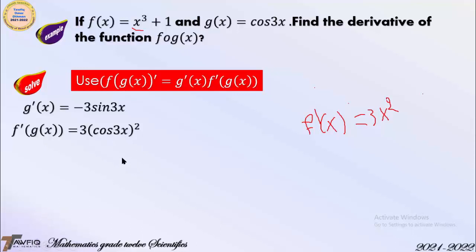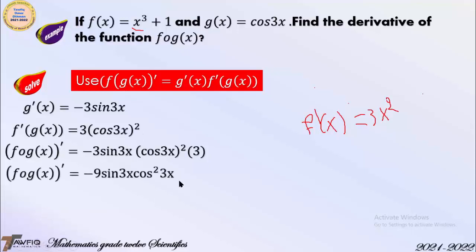And now (f∘g)'(x) is equal to, first of all, write g'(x), which is minus 3 sine 3x, and then write f'(g(x)), which is 3 cosine squared 3x. And now simplify it: 3 times 3 is 9, so we get minus 9 sine 3x cosine squared 3x.